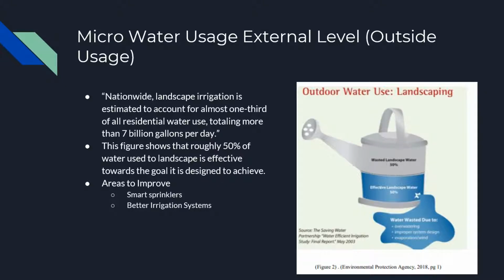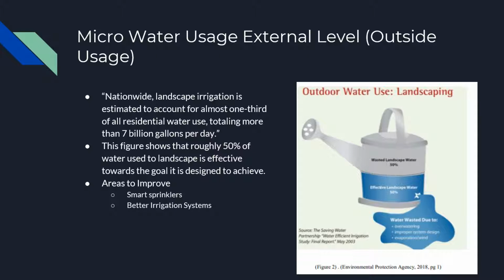Now we're going to take a look at the micro water usage at the external level. Now this takes into account all water usage that's being used at the average American household outside. So nationwide, landscape irrigation is estimated to account for almost 1/3 of all residential water use, which totals over 7 billion gallons per day. This figure on the right shows how inefficiently the water is being used outside.